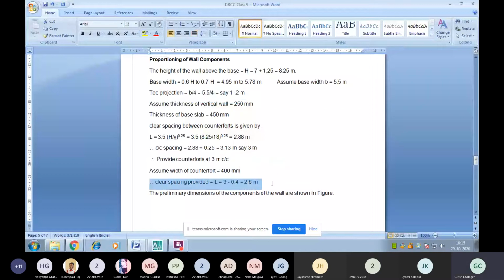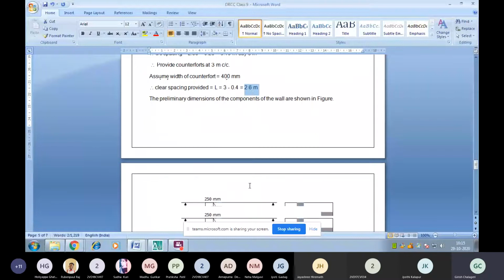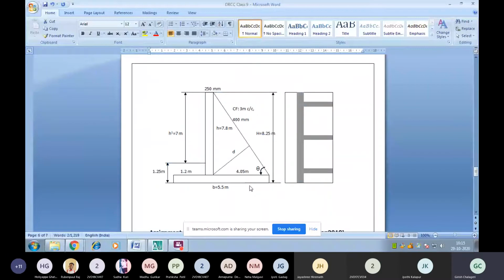Then the clear spacing provided between the counterforts, because center to center distance I have taken as 3 meters. So 3 minus the width of counterfort, 0.4, will give the 2.6 meter clear spacing between the counterforts. This is what you should know, that is the L value when we design the stem and heel slab. So the preliminary dimensions have been shown here. For this I can show you the diagram here.